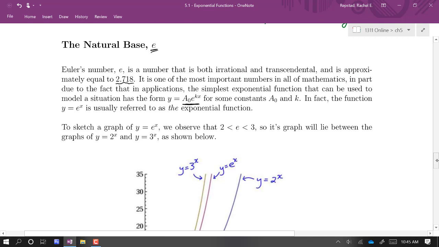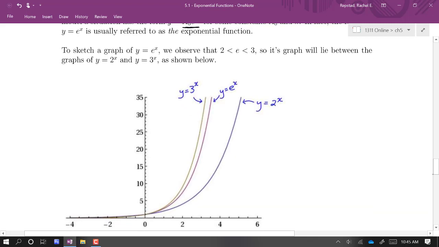We'll see some examples of working with this, and it'll become way more apparent. If you go on to take calculus, it'll become a lot clearer why we prefer this base e over other bases. But for now, just note that e is a number between 2 and 3, right? It's about 2.718. So if I were to sketch a graph of e to the x, I'll just note that it's going to lie between the graphs of 2 to the x and 3 to the x, because e is between 2 and 3.